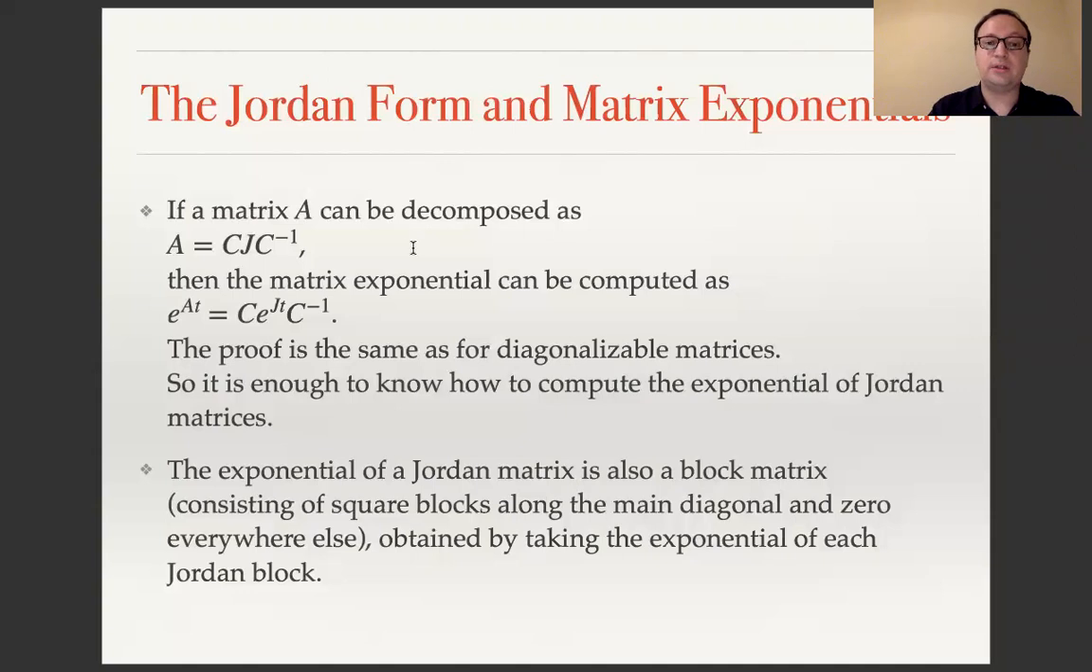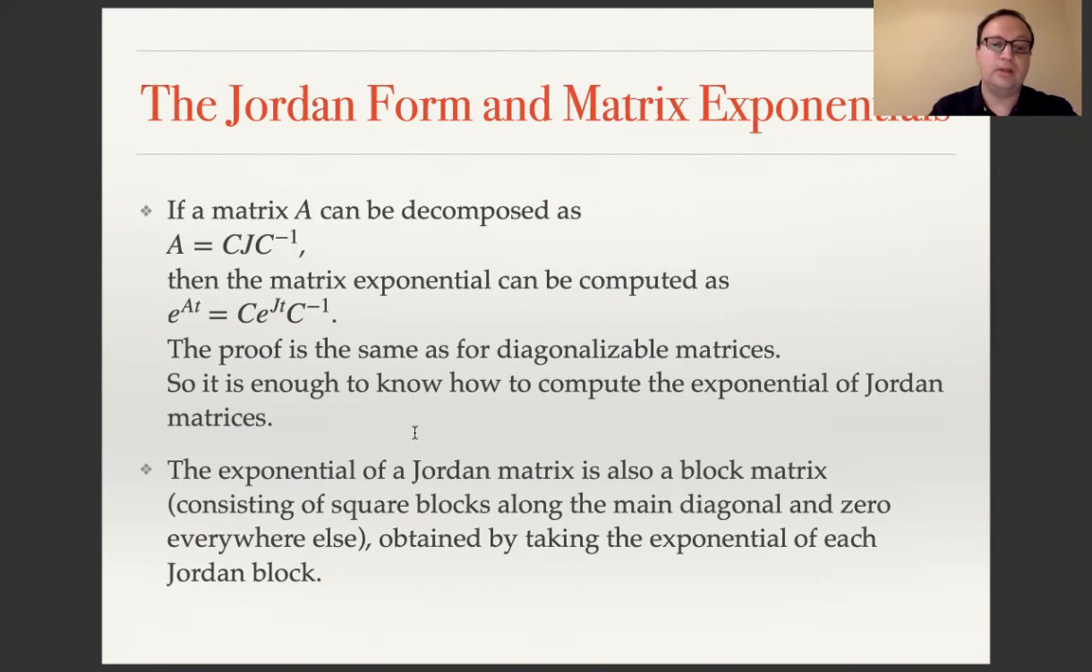So if a matrix A can be decomposed into C J C inverse, where J is a Jordan matrix, then the exponential of At is C times the exponential of Jt times C inverse. And the proof is the same as for diagonalizable matrices. So it is enough to know how to compute the exponential of Jordan matrices. And it turns out that there is a formula for this, which is not as simple as the one for diagonal matrices, but almost as simple.